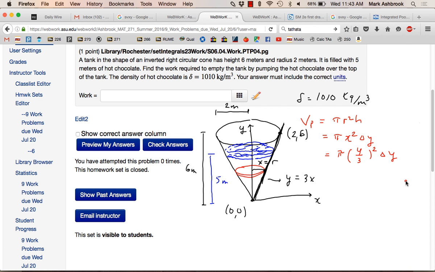Does the volume make sense? Radius is the x coordinate. But our height is delta y, so we need that x coordinate in terms of y. So we get the equation of the line, y equals 3x. So x equals y over 3.